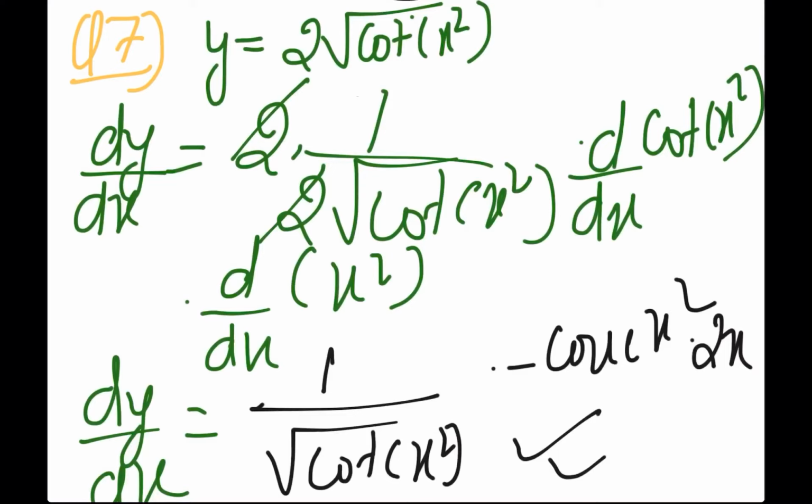So again, if you get this kind of a question, root is the first function, cot is your second function, and x square is your third function, and you have differentiated all of them together. That is your chain rule.